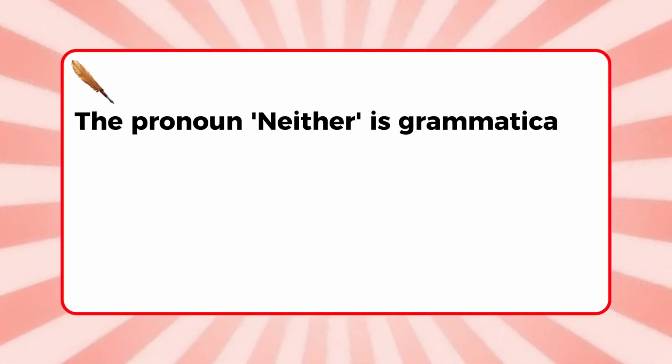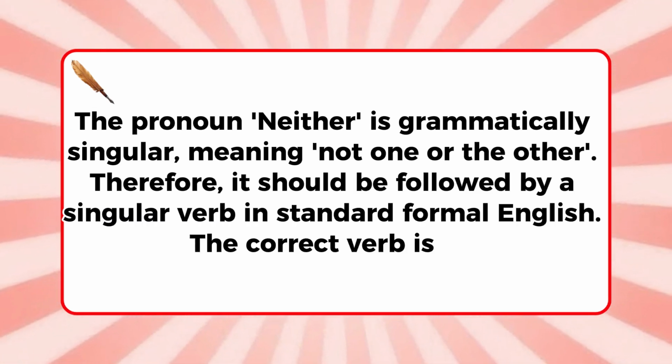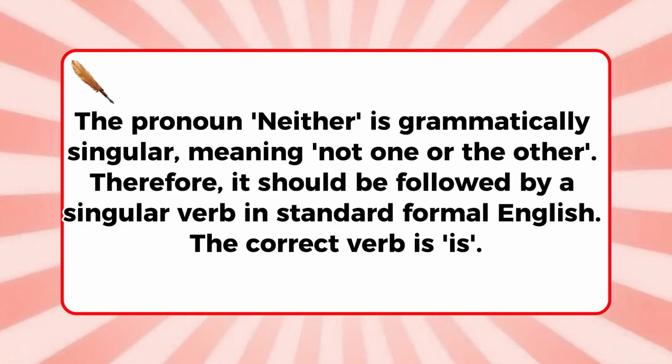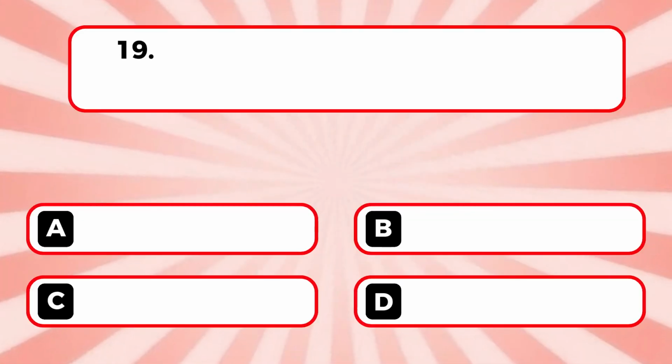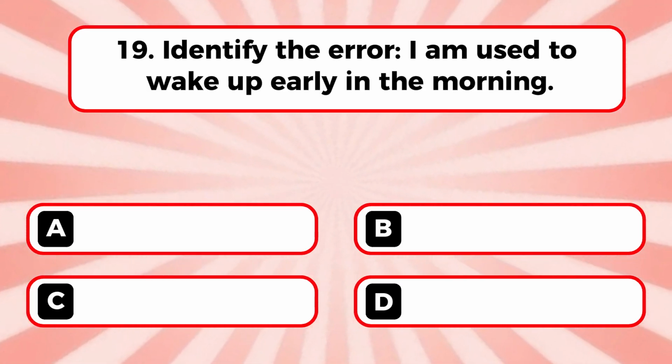The pronoun neither is grammatically singular, meaning not one or the other. Therefore, it should be followed by a singular verb in standard formal English. The correct verb is "is". 19. Identify the error. I am used to wake up early in the morning.